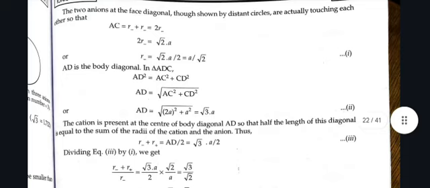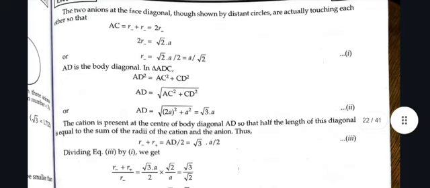AD is the body diagonal in triangle ADC. AD square equals AC square plus CD square. So AD equals under root AC square plus CD square. AC square was 2A square, so 2A square plus A square, which gives us under root 3A. The cation is present at the center of body diagonal AD, so half the length of the diagonal is equal to the sum of the radii of the cation and anion. Thus R minus plus R plus equals AD by 2, which is equal to under root 3A by 2.